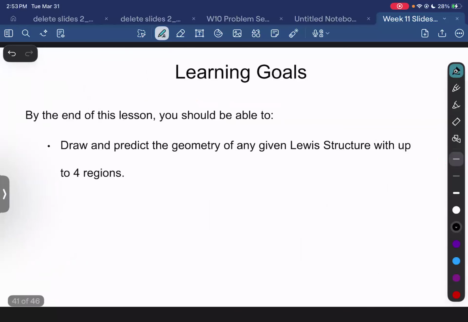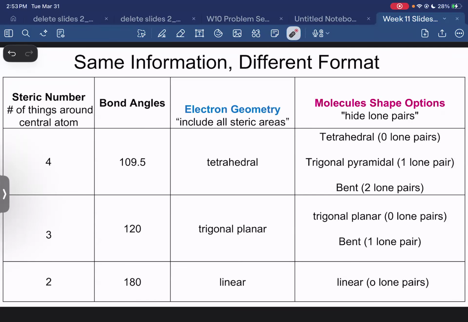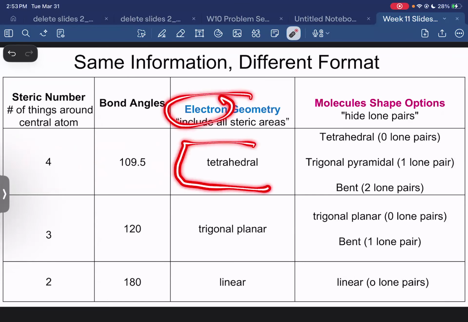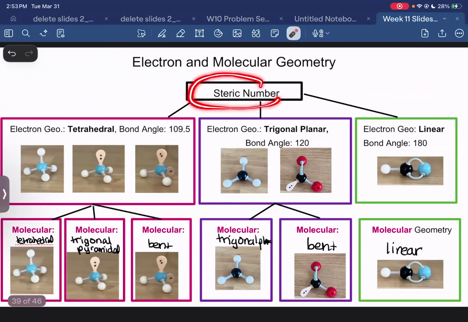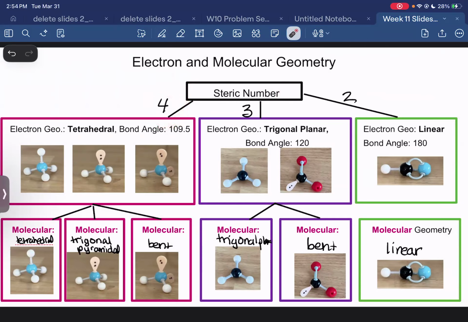The other way to do it is maybe you're like, Michelle, I'm going to have a hard time memorizing these, so I'm going to use this beautiful little table that you gave. So steric number, I had 4. I know the bond angle will always be 109.5, and the electron geometry will always be tetrahedral. I knew that I had a lone pair, so that makes it trigonal pyramidal. Whatever works best for your brain.